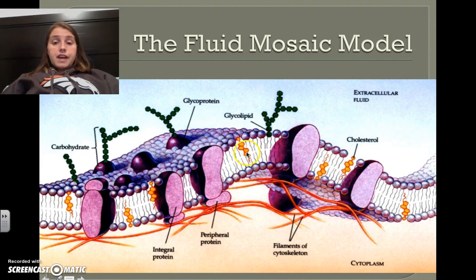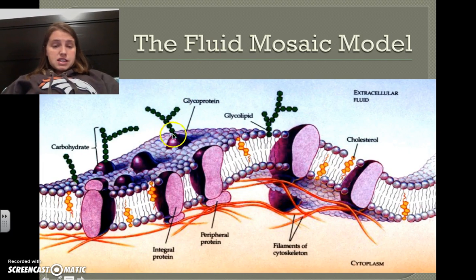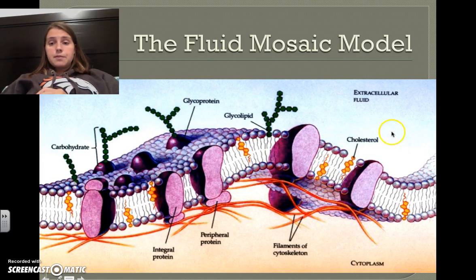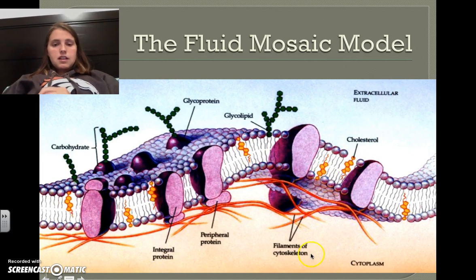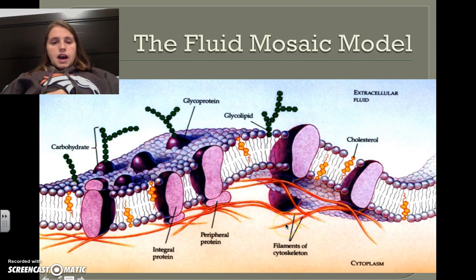There are fats in the fluid mosaic model, or in the plasma membrane, and then there's the carbohydrates that are there for signaling. So the extracellular fluid, this is outside the cell and this is inside the cell. And inside the cell we have the cytoplasm, which we'll talk about more when we talk about all the different parts of the cell. So I hope this made sense.